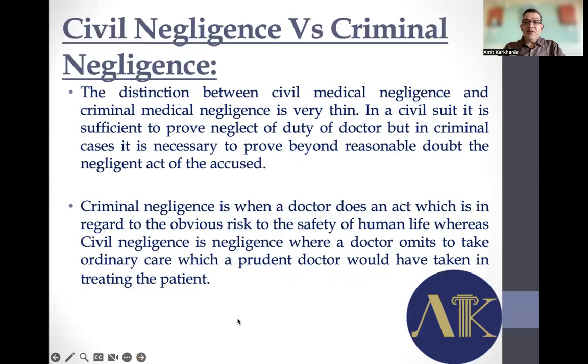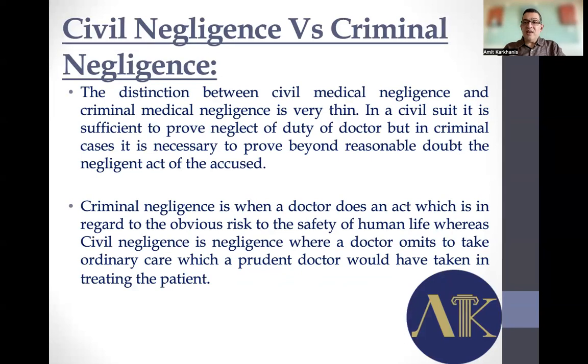The difference between civil negligence and criminal negligence is very important. The distinction between civil medical negligence and criminal medical negligence is very thin. In a civil suit, it is sufficient to prove a neglect of a doctor, but in a criminal case, it is necessary to prove beyond reasonable doubt.